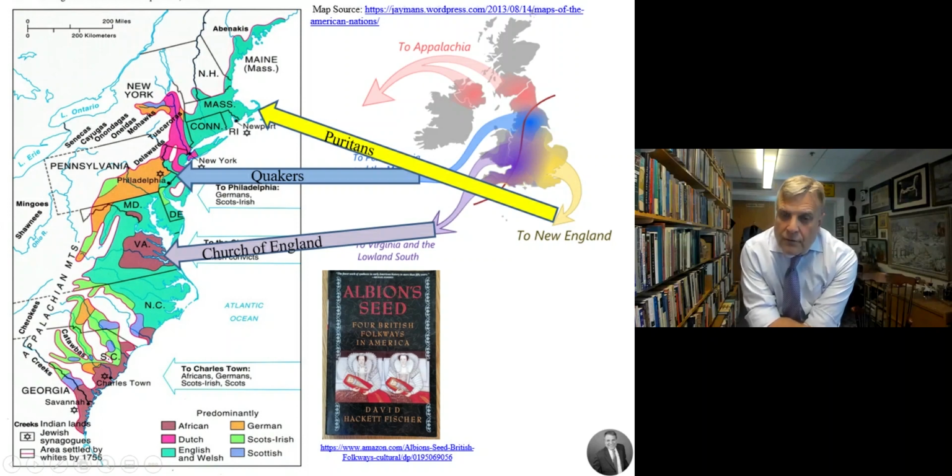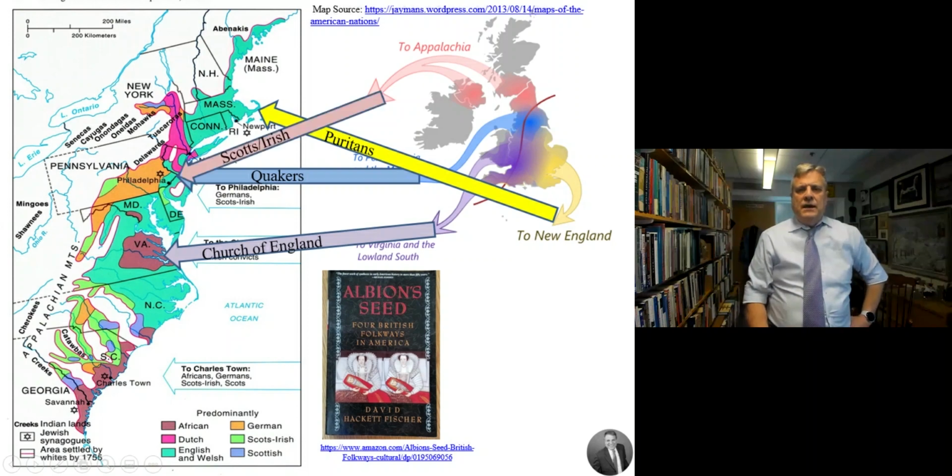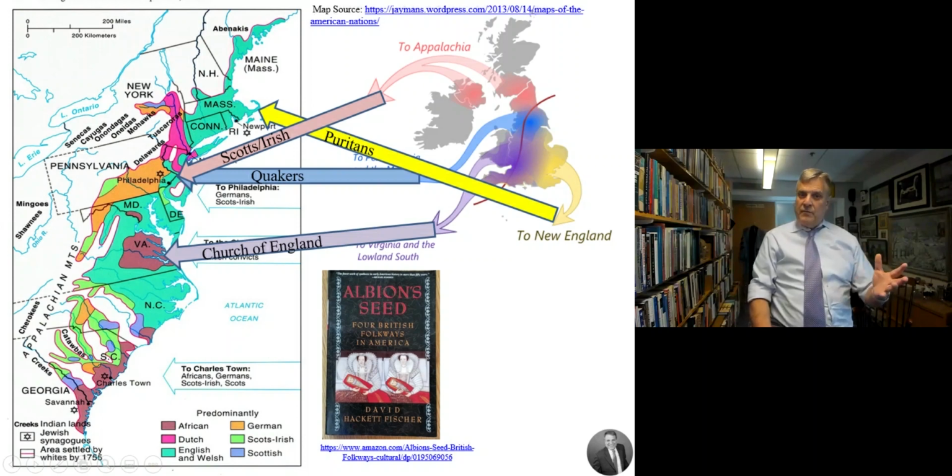But the fourth folkway from Albion's Seed is a group that is too often overlooked in American history, incredibly important, and that's the Scots and the Irish. There are some cartoons that I have that show how the British monarchy thought of the Scots and the Irish as opposed to the Native Americans.